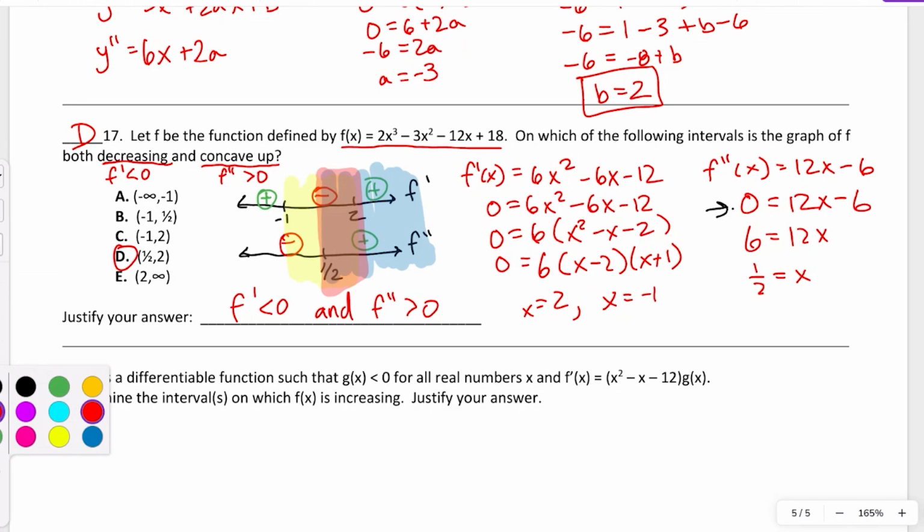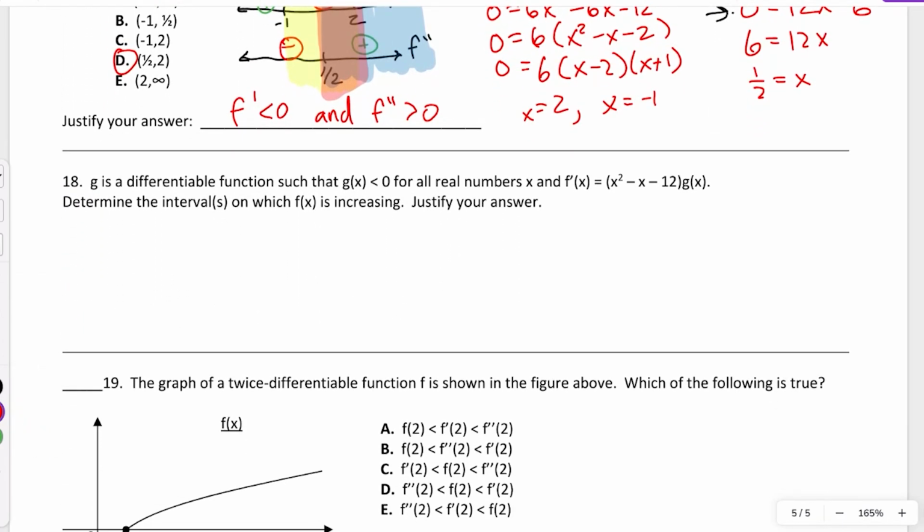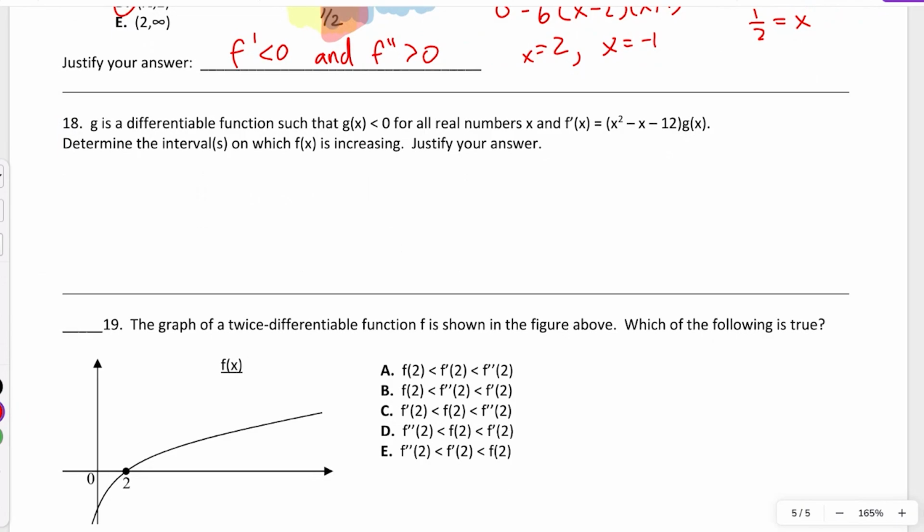Number 18 says g is a differentiable function such that g is less than 0. Okay, so g less than 0 means g is negative always, for all real numbers x. We also have an equation for the derivative of f, and it says determine the intervals on which f is increasing. Well, f will be increasing anytime f prime is positive. So we'll find the critical values of f, which will be where f prime is 0, and then create our number line chart, and we'll be looking for where it's positive.